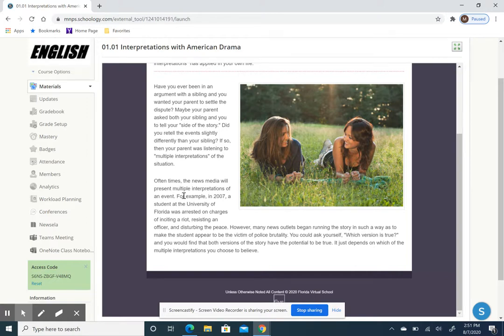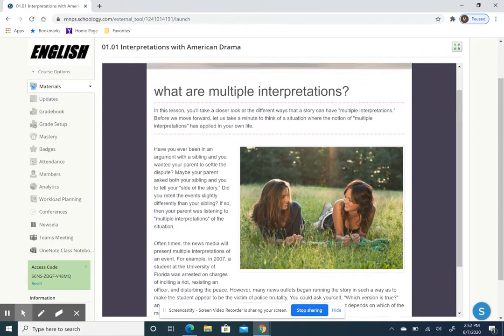Oftentimes, the news media will present multiple interpretations of an event. For example, in 2007, a student at the University of Florida was arrested on charges of inciting a riot, resisting an officer, and disturbing the peace. However, many news outlets began running the story in such a way as to make the student appear to be the victim of police brutality. You could ask yourself, which version is true? And you would find that both versions of the story have the potential to be true. It just depends on which of the multiple interpretations you choose to believe. Whose side do you believe?